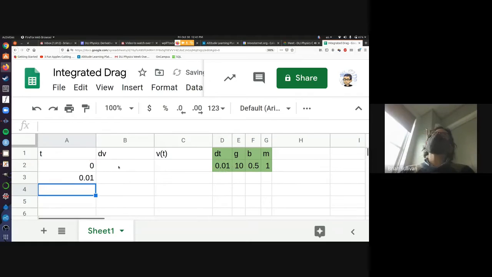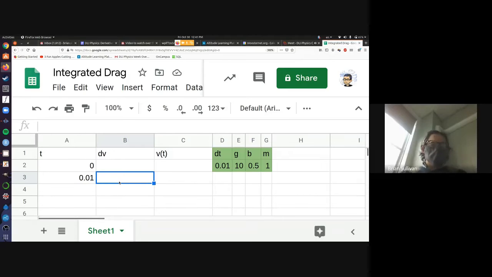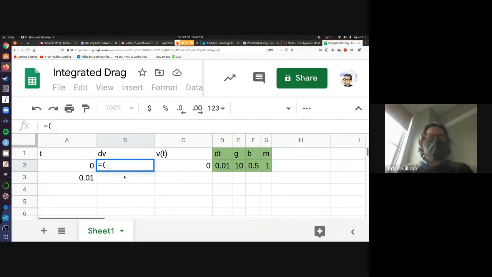Does that make sense? I know what dv equals because I wrote it down in my notes. What does dv equal? I know my initial velocity is 0 also. So I need equals, parentheses, my g value is right here in E2. Do I want some dollar signs there? The first dollar sign locks the column. The second dollar sign locks the row in the reference. G minus b v over m, right? So I'll say b over m first, maybe. Sorry, I cannot type. Times my velocity.